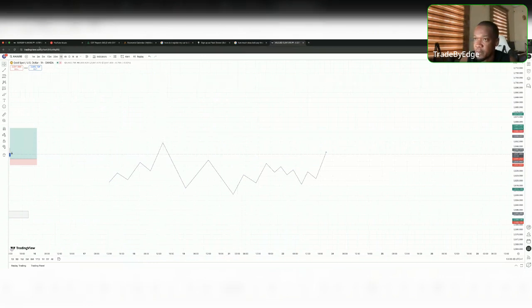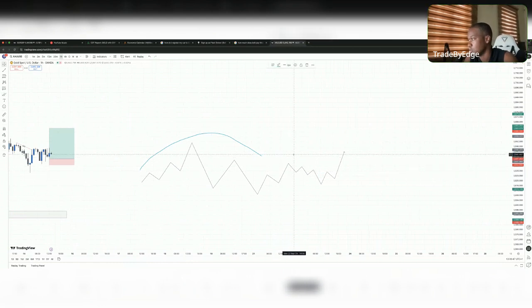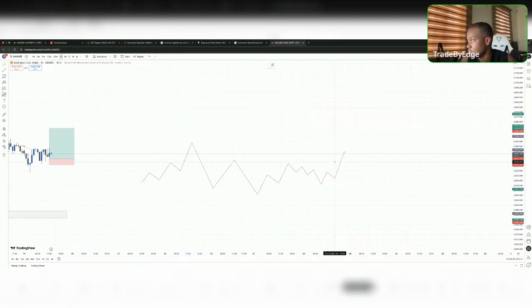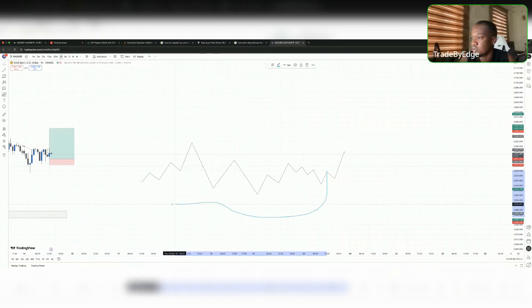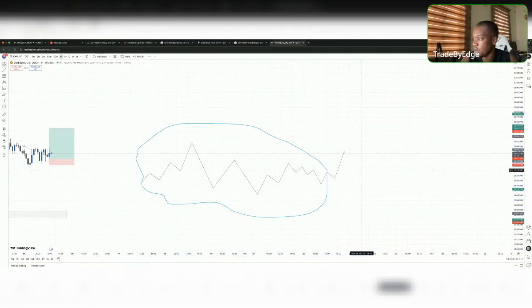Currently we are around this area like this. Sorry, I need to take this guy out. Sorry. So currently we're around this area like this. We're around this area now. But I'm expecting us to go back down here into this area and we buy. Right? That is what I'm expecting us to do.